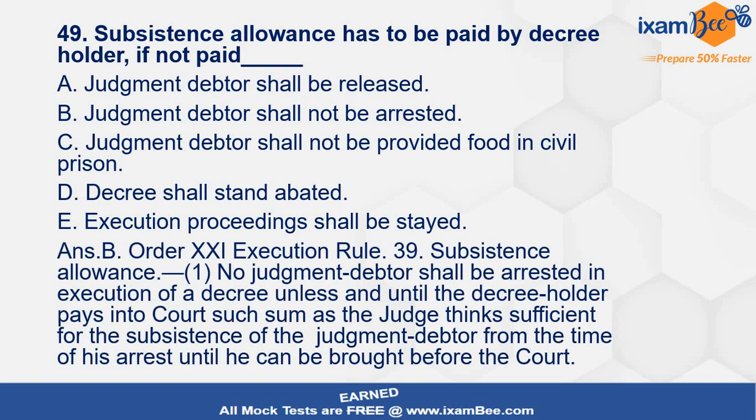Order 21 execution से deal करता है. In that, Rule 39 deals with subsistence allowance. No judgment debtor shall be arrested in execution unless and until decree holder pays into the court the sum as the judge thinks fit. यानी कि ये sum पहले ही भरना होता है before the judgment debtor is arrested.